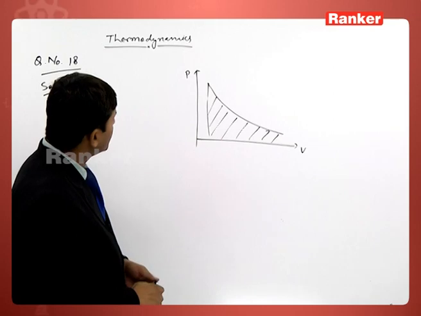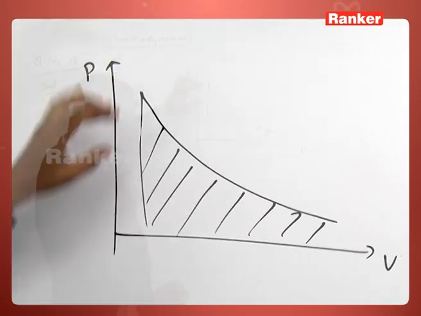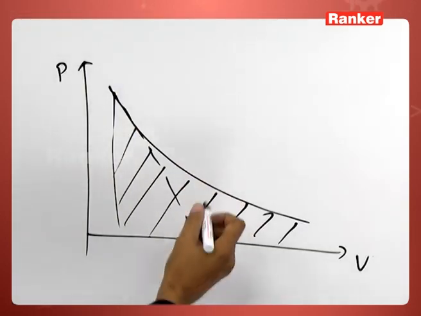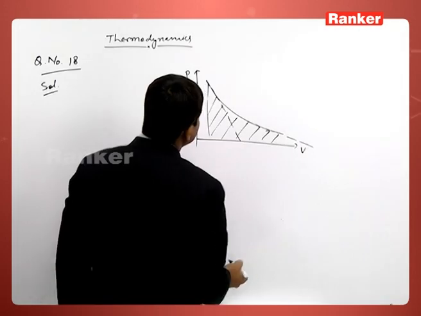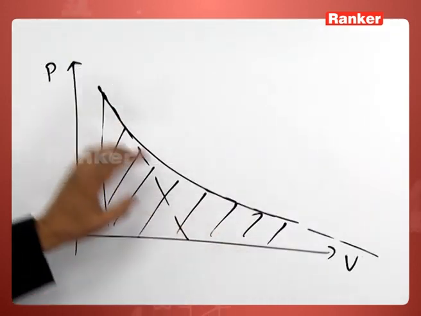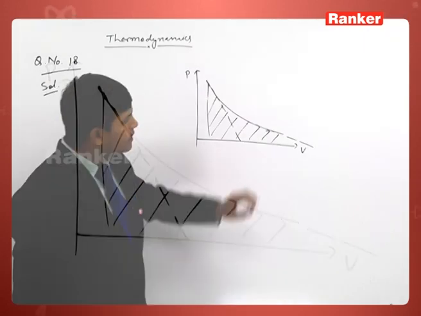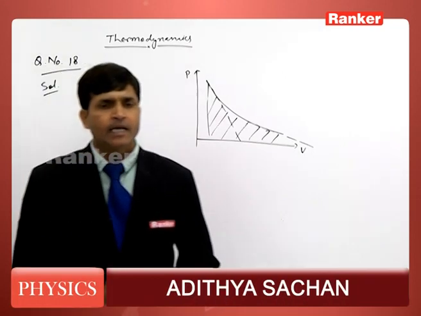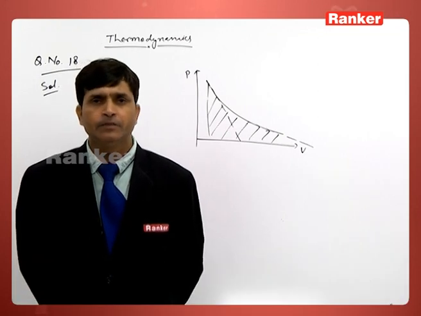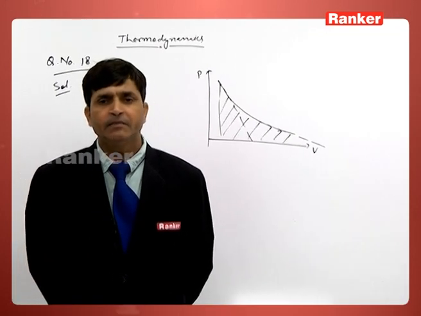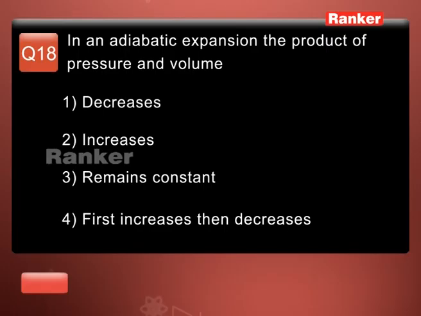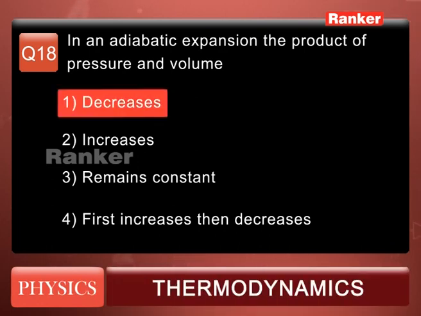So what we are observing here, as we go along, the slope gradually decreases. Since the slope decreases, the area under the PV curve also gradually decreases, and that area under the PV curve is nothing but the product of pressure and volume. So we can say in adiabatic expansion the product of pressure and volume always decreases. So option number 1 is the correct option.